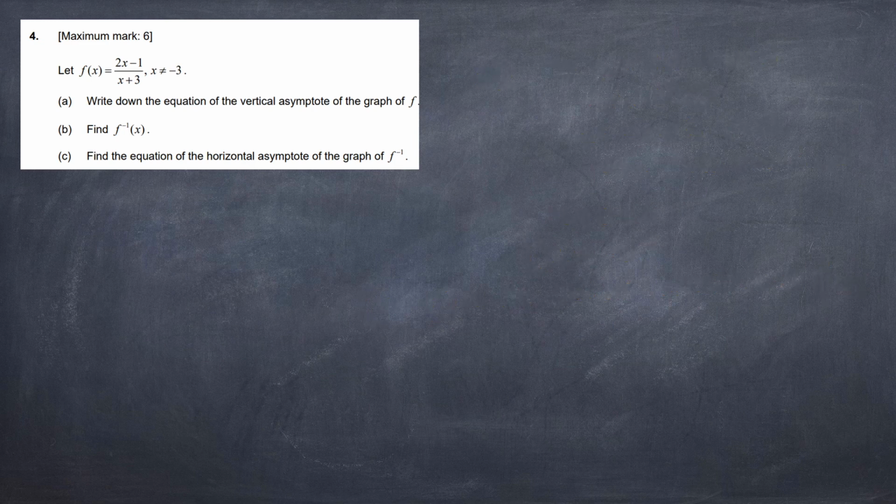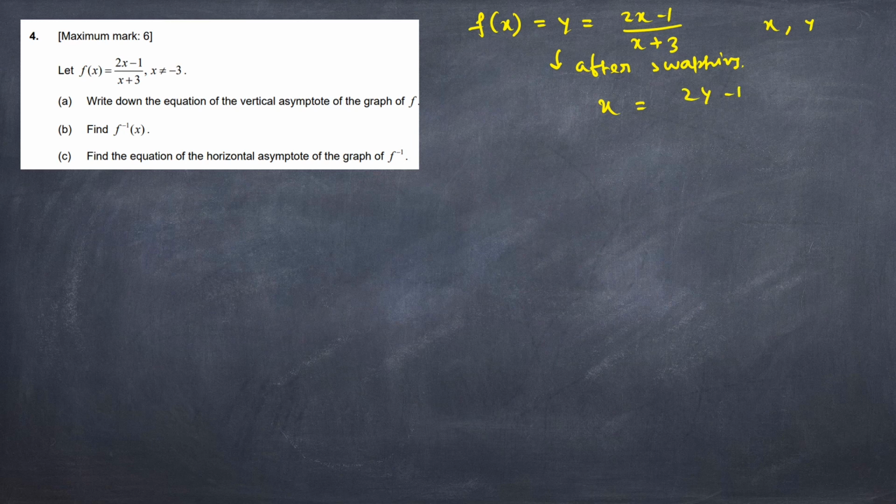Now we need to find f inverse x. First we will write f(x), that is y equals 2x minus 1 by x plus 3. Now we need to swap the values of x and y. Wherever it is x, we will write y, and wherever it is y, we will write x. So after swapping, we can write x is equal to 2y minus 1 divided by y plus 3.